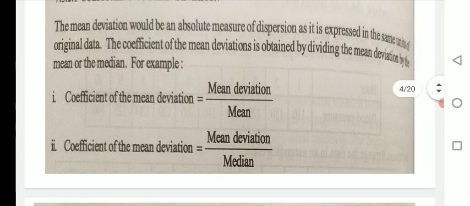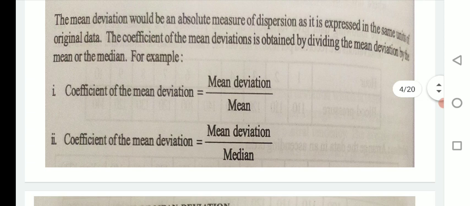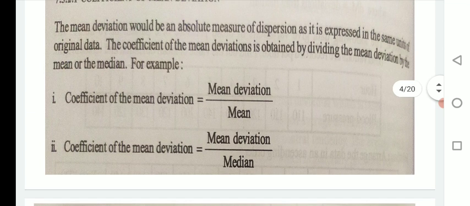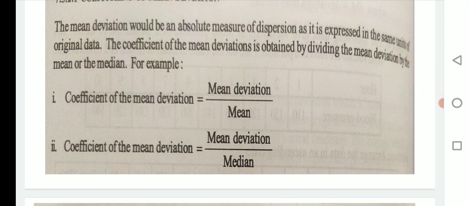So the coefficient of mean deviation we can calculate by the formula mean deviation upon mean or mean deviation upon median. Okay. So the first formula is for calculation of mean deviation, and the second is for the coefficient of mean deviation. We can calculate it in two ways: first, mean deviation upon mean, or mean deviation upon median.